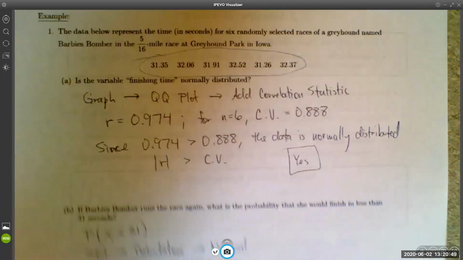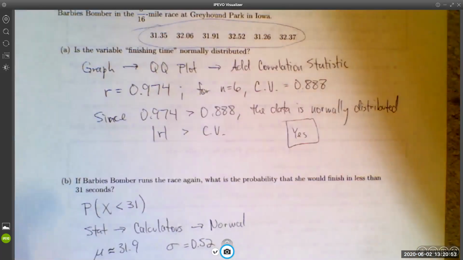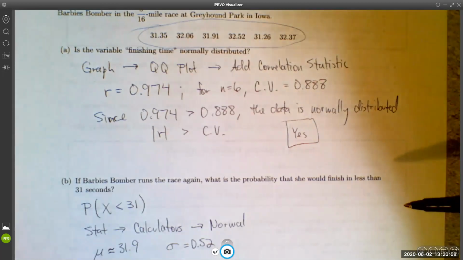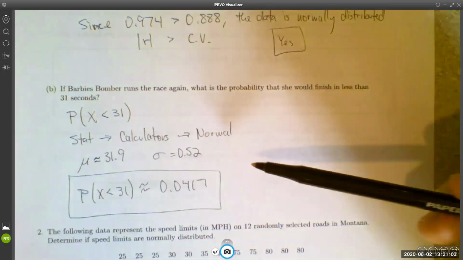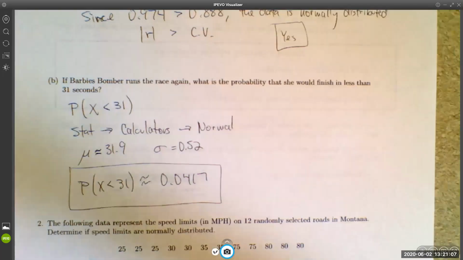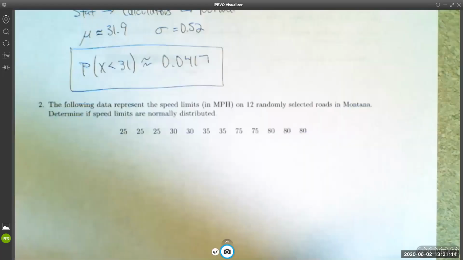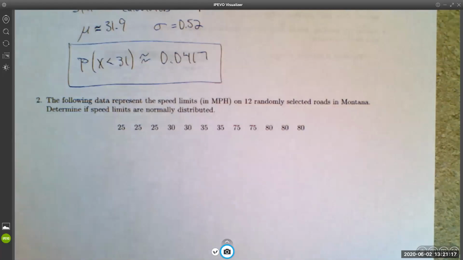Okay, but that's that. Hopefully that ties together the concepts for you so you understand why we took this detour to understand how to determine if something is normally distributed, right? Because if it is, then you can use the normal calculator to compute probabilities involving that variable. Let me just give you one more example of determining if a variable is normally distributed. This one says: the following data represent the speed limits in miles per hour on 12 randomly selected roads in Montana. Determine if speed limits are normally distributed.